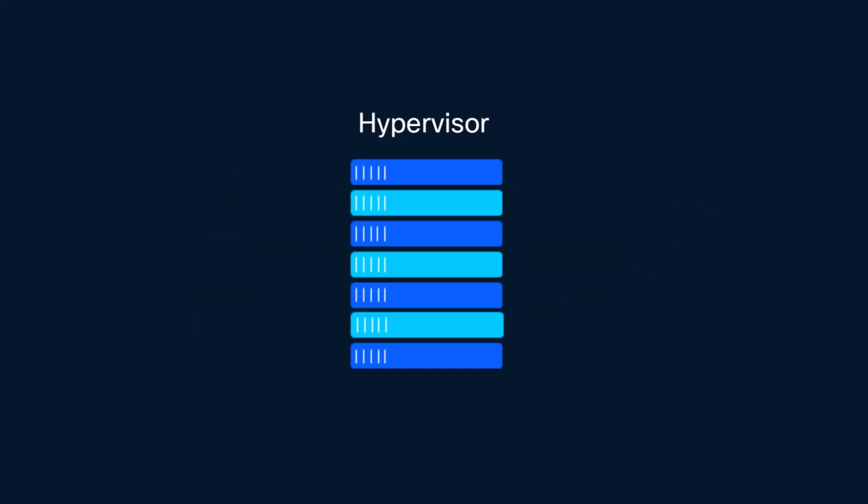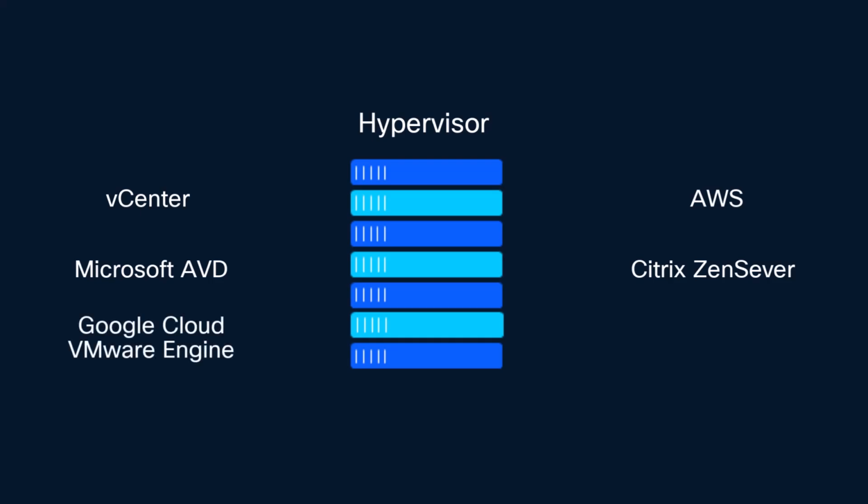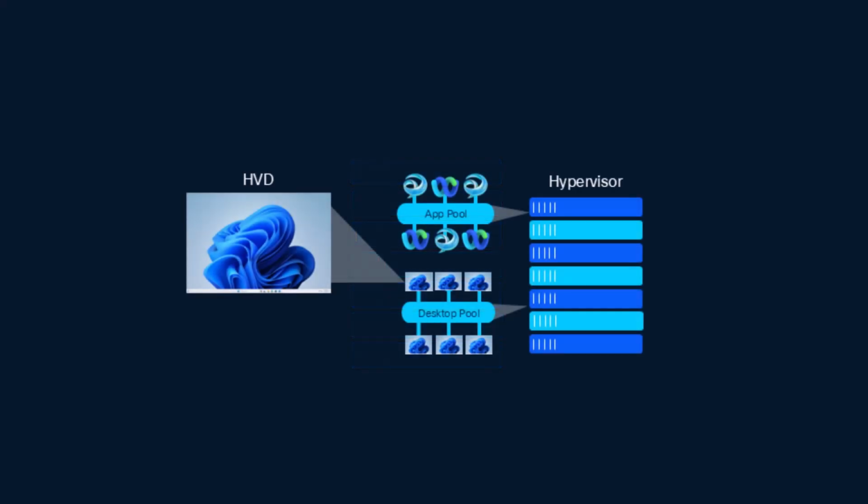There are various hypervisor management products that can be used in conjunction with the virtualization solutions offered by Citrix, VMware, Amazon, and Microsoft. As of the time of this recording, the most common solutions are VMware vCenter, AWS, Microsoft AVD, Citrix XenServer, Google Cloud VMware Engine, and Nutanix xCloud. Although application and desktop pools are configured on virtual brokers, they are virtually hosted on the hypervisor. Ultimately, all HVD solutions aim to provide access to a virtual machine, and the hypervisor is the component that hosts all the virtual machines.